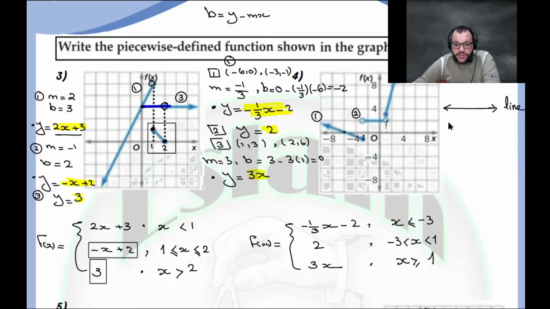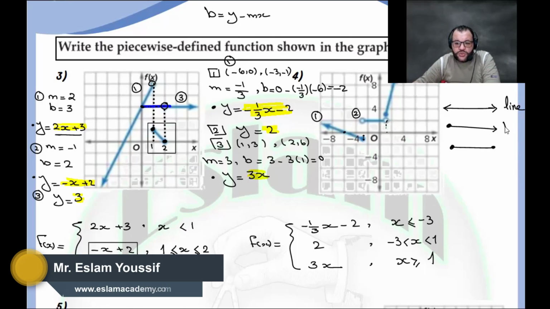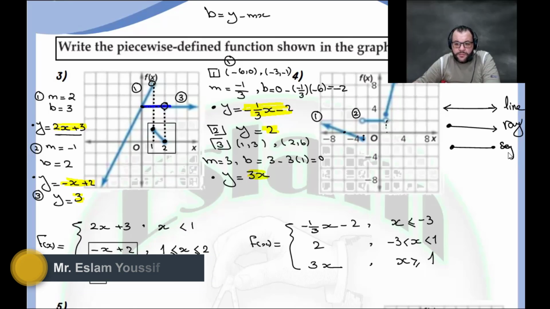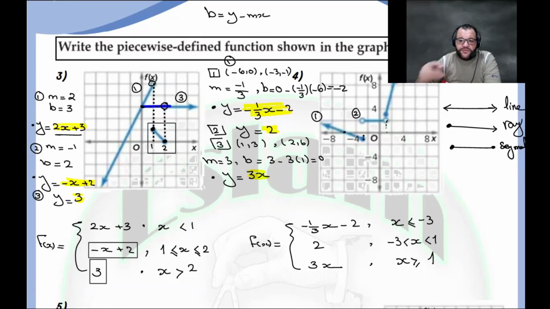A line segment is number 2. Ray is a part of a line, because it has a start and there is no end. A line segment has a start and an end. That's called a ray. That's called a line segment. You know the difference between them now?